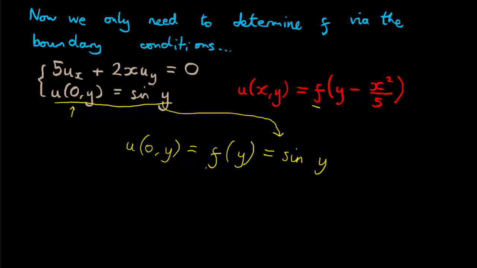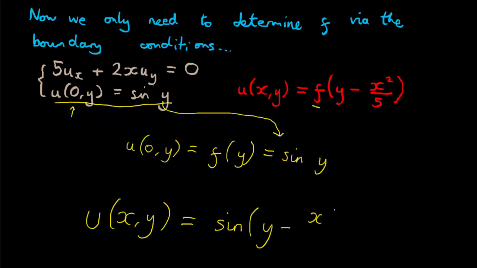And we're told that that has to be sine y. So very simply, the function f is just the function sine. Therefore we can put that into our general solution to get the correct answer for the whole problem. The solution is that u of x and y is equal to sine of y minus x squared over 5. And that completes that example. In the next video we'll move on and look at the general case.